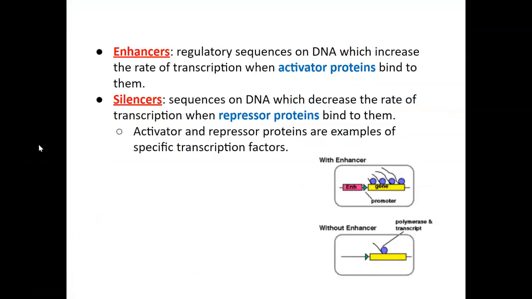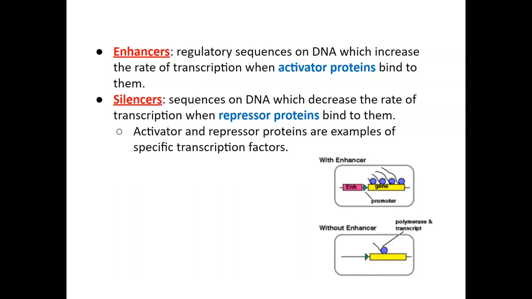Enhancers are regulatory sequences on the DNA, which will increase the overall rate of transcription of a tissue type when activator proteins bind to them. So activator proteins bind to enhancers, and this helps to form this overall transcription complex, which I'll show you in a minute, and that's going to help to turn on transcription of that gene in that particular cell.